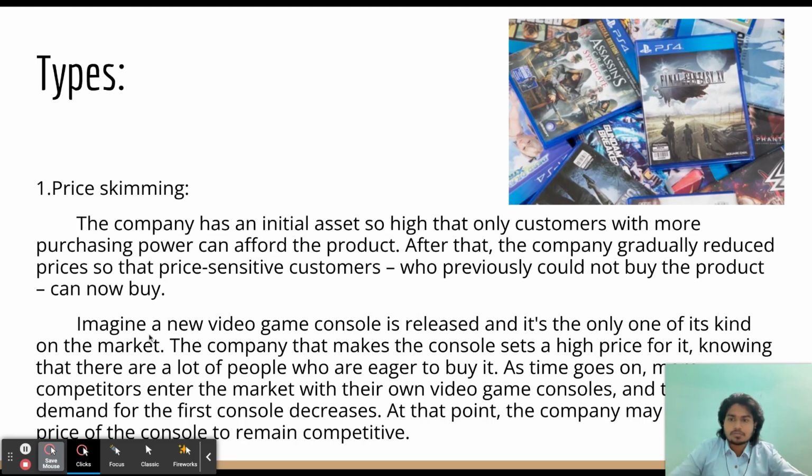As time goes on, many competitors will enter the market, and then the demand for the first released console, like the PlayStation in our example, decreases. So the company reduces the price. Initially, when there is no other competition, the company which releases the first console sets the price so high with high confidence that people will buy it. So when there is competition, the demand decreases and the price decreases. This is called price skimming.